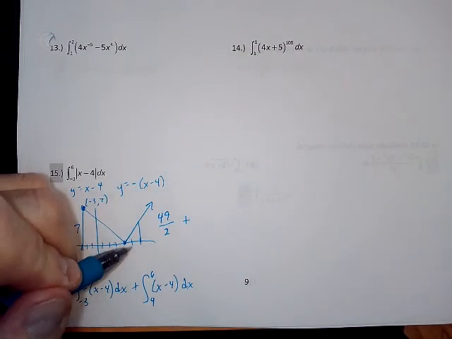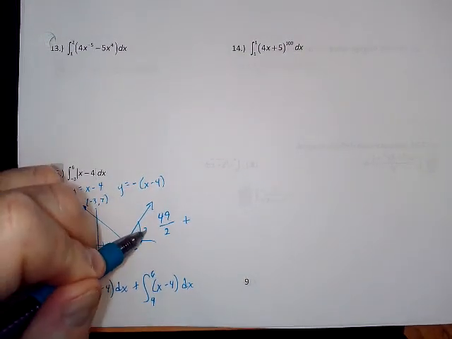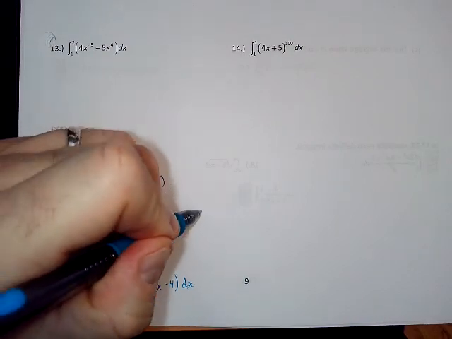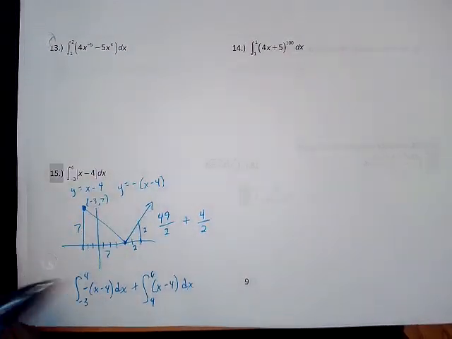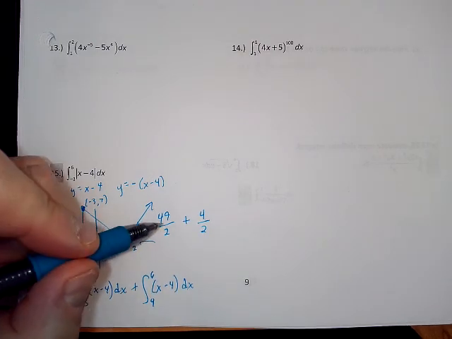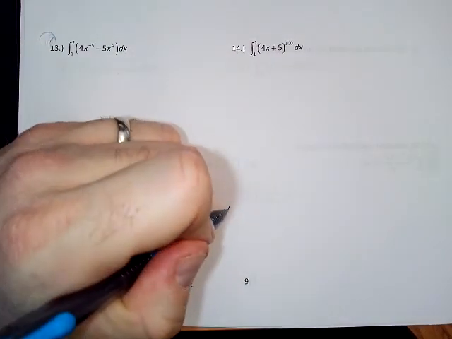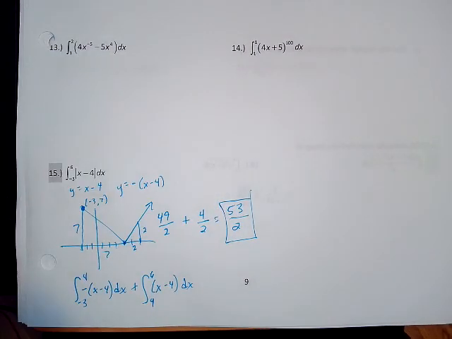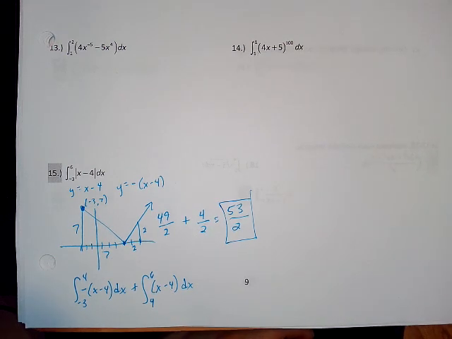And then plus, this goes from 4 to 6, so that's a 2 by 2. Half of 2 by 2 is 4 halves. Now if I add these together, I get 53 halves. So 53 halves would be my area, which would be what you'd get if you would do the sum of those two integrals down there. All right, so that is problem number 15.